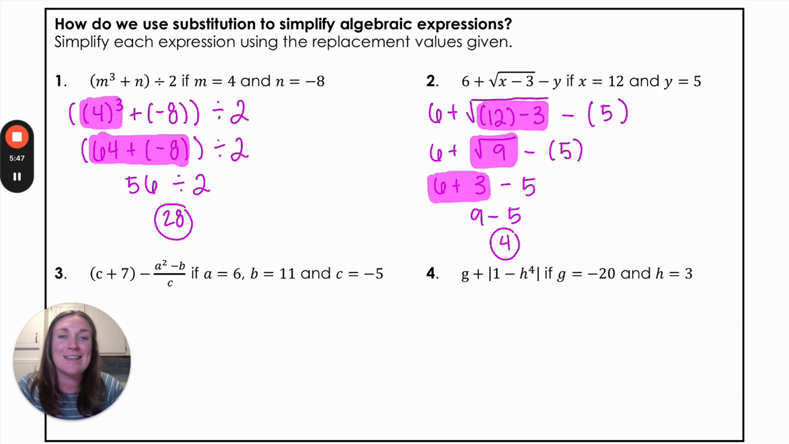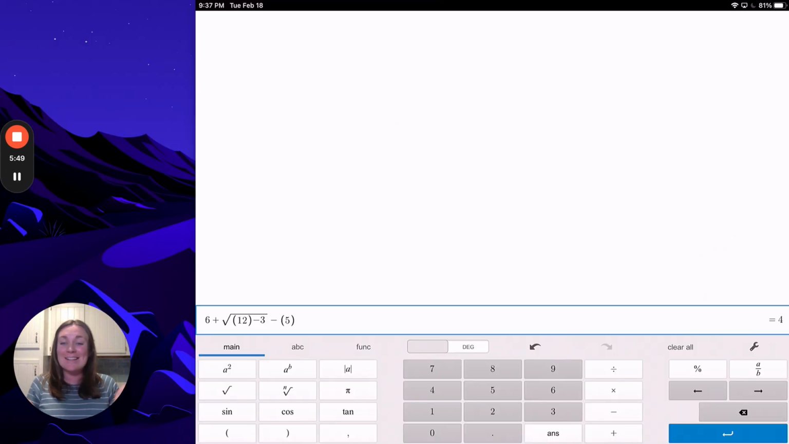Let's take a look at what that looks like in Desmos. All right, again, using that Desmos with that substitution, we have our 6 plus, we took out that variable and plugged in 12, minus 3, and then minus, we took out that y and replaced it with 5. Also make sure when you're typing in Desmos that you only have what's under the radical there. So notice that we have that space, and then that minus 5 is outside of that square root symbol. That's very important for typing that in because it will give you a different answer. But again, we wind up with the exact same answer of 4.